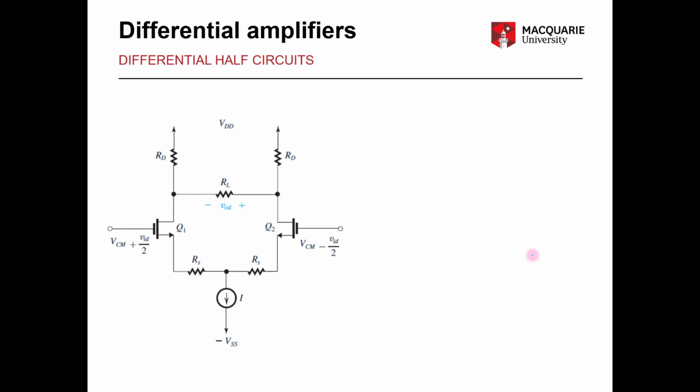Now what about a slightly more complex circuit? And this is the reason we might be interested in half circuits. If we're given this circuit to analyze, then that can be quite complex. So we want to simplify it as much as possible. So in this case, the half circuit will become that shown on the right here.